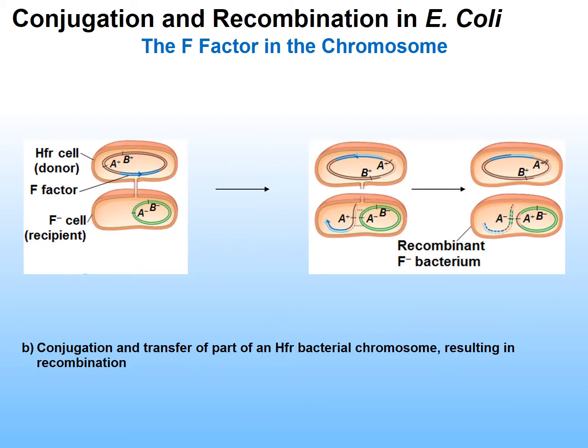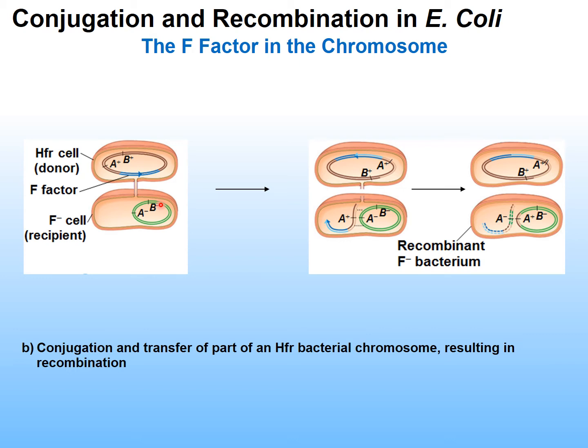The way that this can happen is it's basically called high frequency conjugation or transformation. So what happens here is that there's a donor cell and a recipient cell. However, the F factor is incorporated into the genome of the donor cell. And of course, the recipient cell does not have the F factor. And you can see a couple alleles highlighted. So the donor cell has the A plus and B plus allele. However, the recipient cell has the other allele, A minus, B minus for those particular genes.